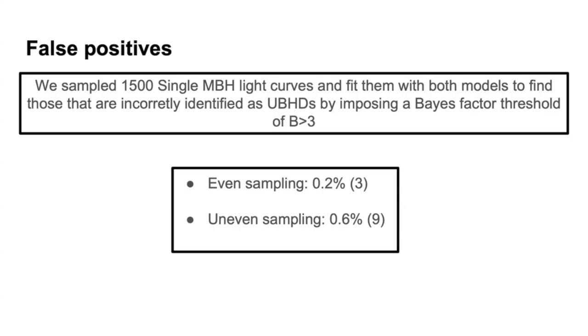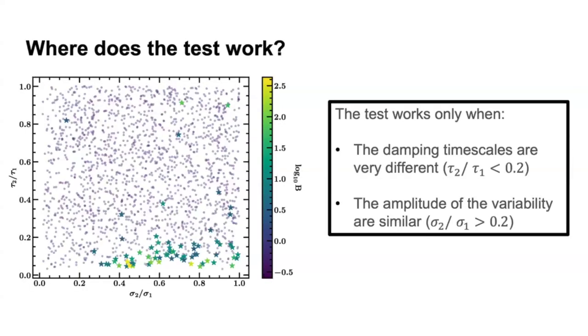These are, to me, still pretty low. I mean, we have 3 light curves among 1,500 in the even sampling and 9 light curves in the uneven sampling. So the most important thing for this work is to understand whether this can actually identify some UBHTs. The main conclusion is that we can, though in a small region of the parameter space. So you can see that all these are UBHT light curves, and the ones with the stars are the ones that we are able to identify as UBHTs.